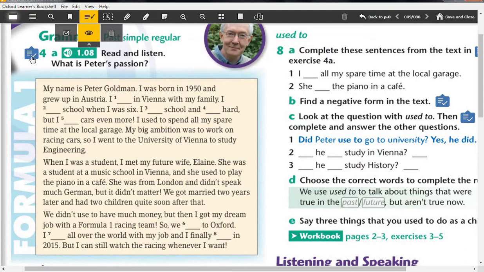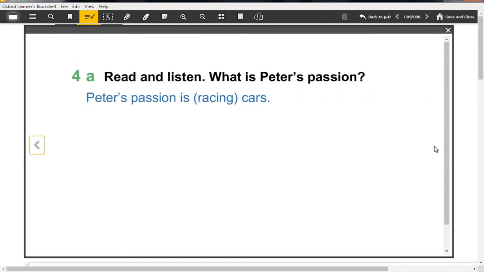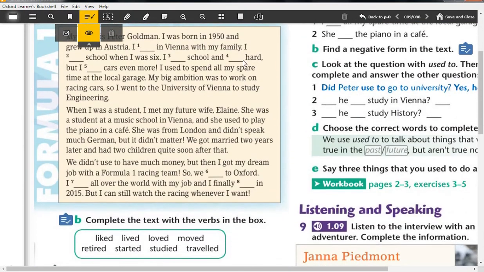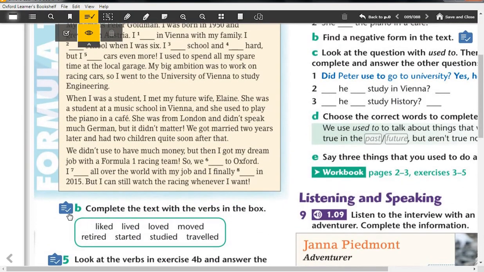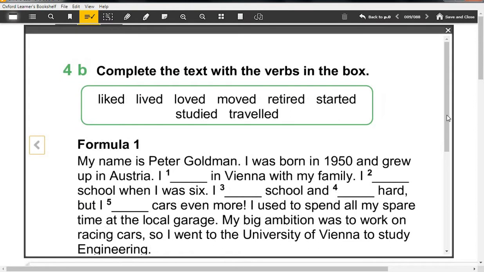Okay, now let's look at the answer. What's Peter's passion? Peter's passion is racing cars. And now complete the text with the verbs in the box. We listened. Normally he said the answers. Now I'm going to show you the answers.